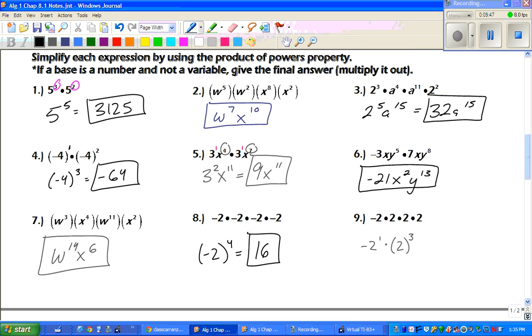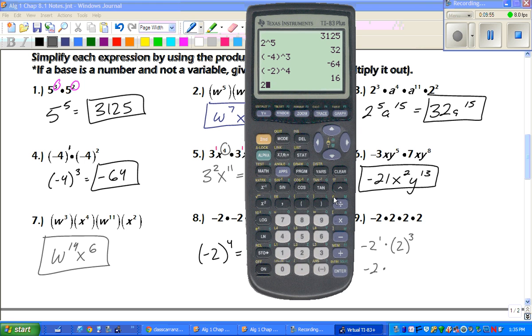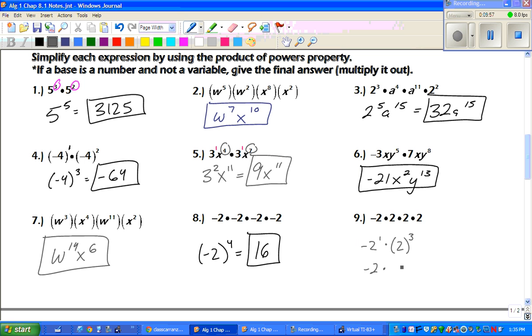Okay, and with problem number 9, you can actually simplify this. Negative 2 times 2 to the 3rd power is 8, and then negative 2 times 8, you should be able to do that in your head. And you get negative 16. Okay. All right, let's flip it over.